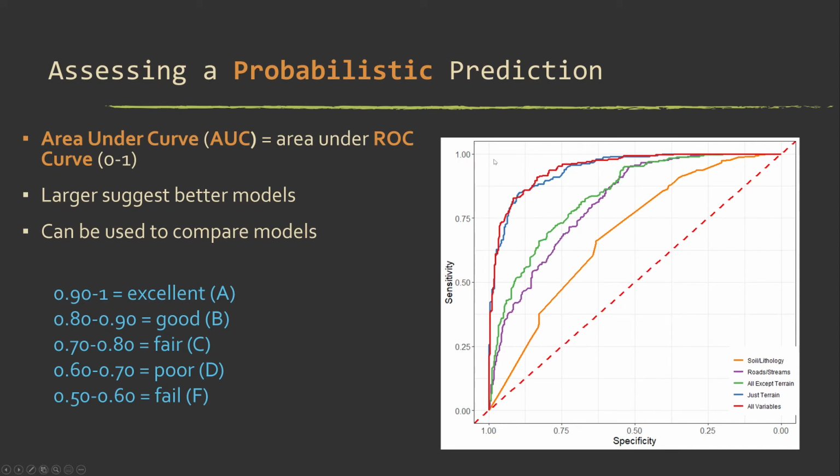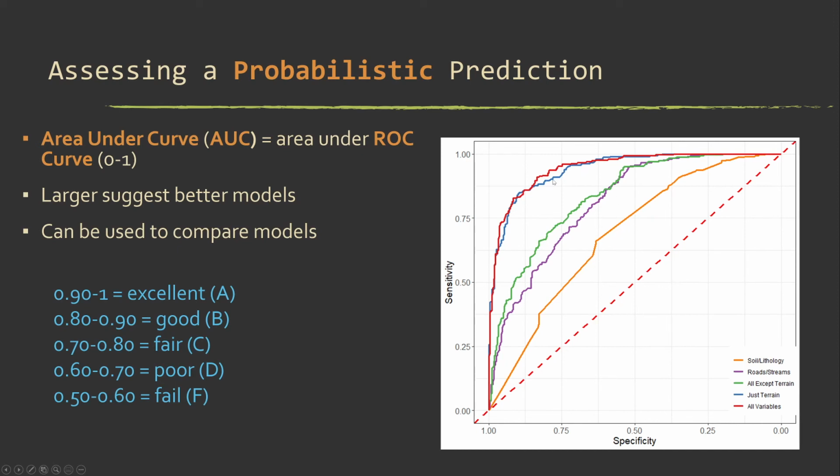Generally, this is assessed similar to a college grading scale. So 0.9 to 1 is considered excellent, an A, 0.8 to 0.9 is a B, 0.7 to 0.8 is a C, 0.6 to 0.7 is a D, and then 0.5 to 0.6 is an F. It's really hard to get lower than 0.5 since that's basically random. One thing nice about this is it's unitless and it's in the same space, so we can use AUC values and ROC curves to compare models.